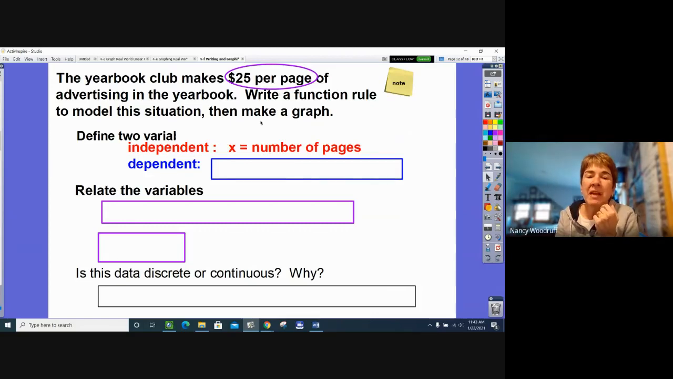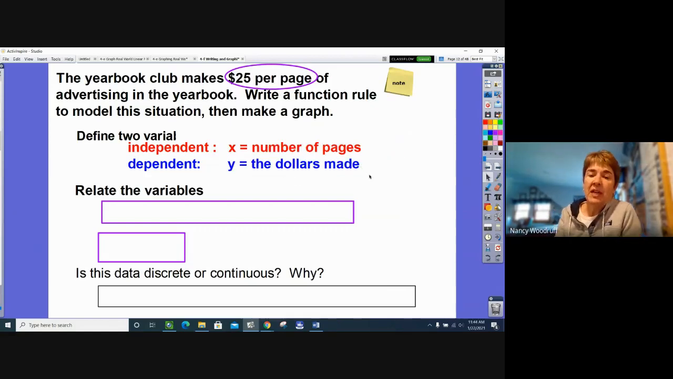And what depends on the number of pages? The dollars made, right? The dollars that the yearbook is going to bring in from the advertising. And I said dollars there, so I didn't have to put the little dollar sign.